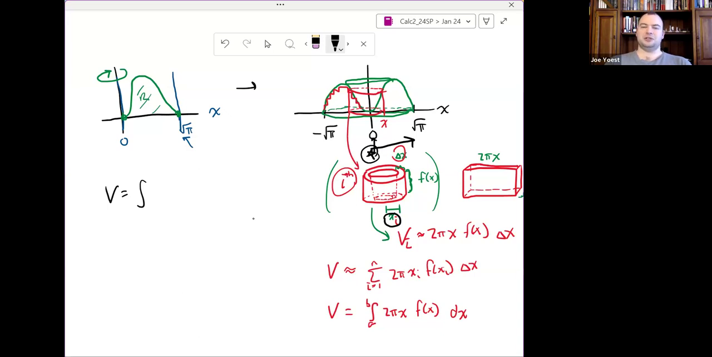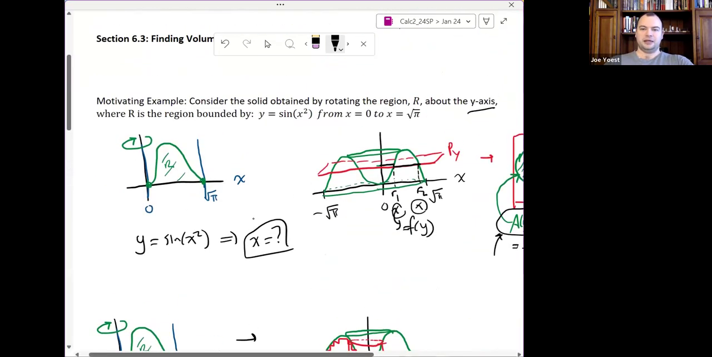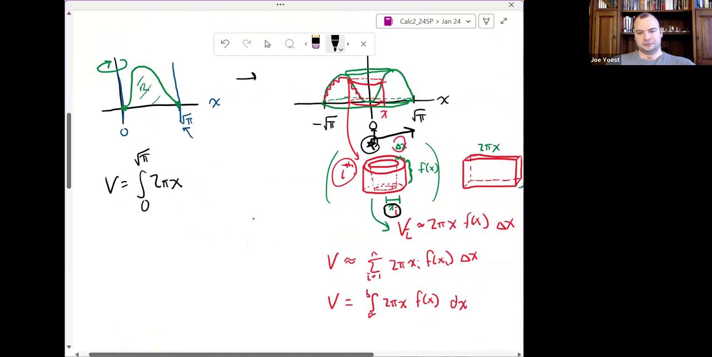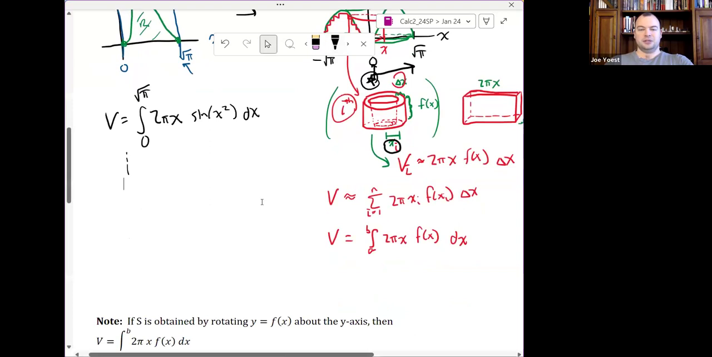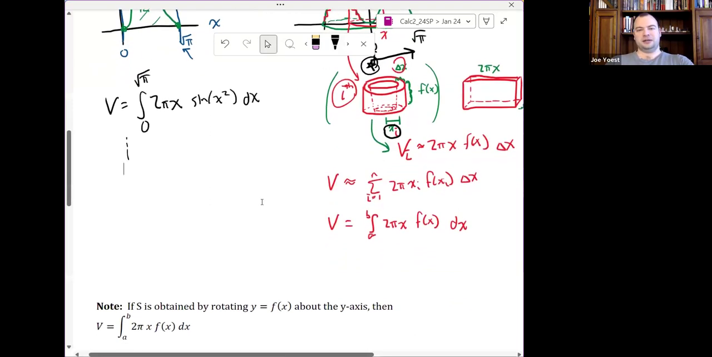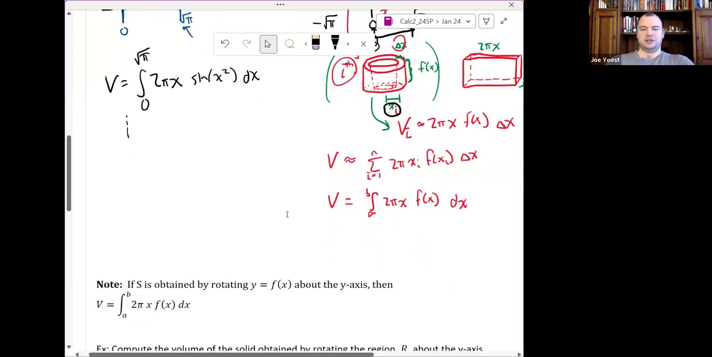So it's important, again, to understand where this comes from. What a and b should I choose? It's not negative root pi to positive root pi. I start adding shells at 0 and continue adding them out to root pi. 2 pi x, f of x, my height, is sine x squared dx. And with a pretty straightforward substitution, we could solve this. So if you want a little bit of practice, go through and figure out the numerical answer for this.